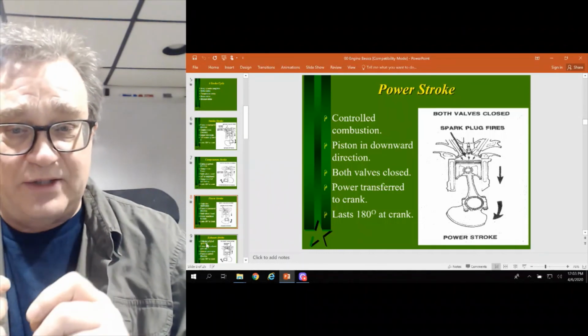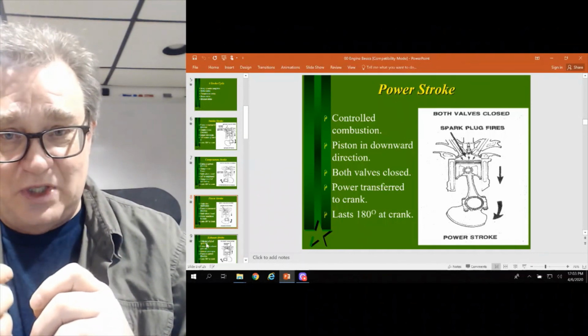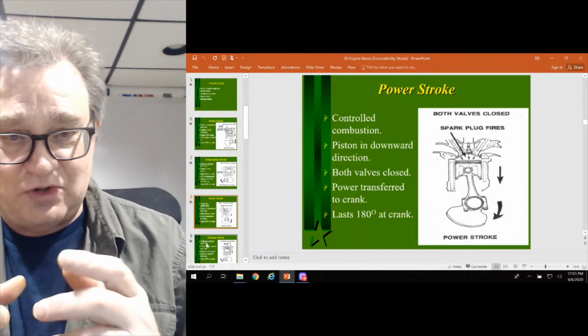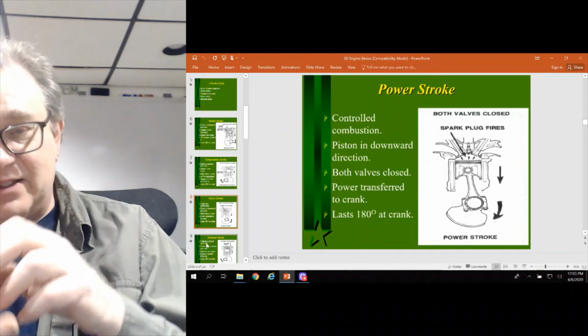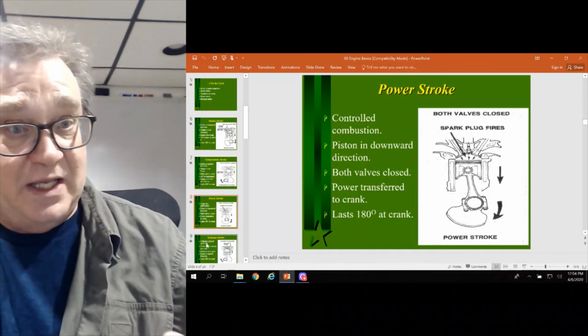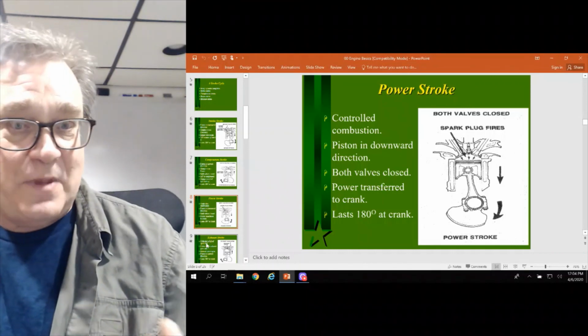But realize this ignition sequence that happens causes the piston to move down due to the hot expanding explosion up above the piston. Now, it gets a little complicated. I'd like to cover that.